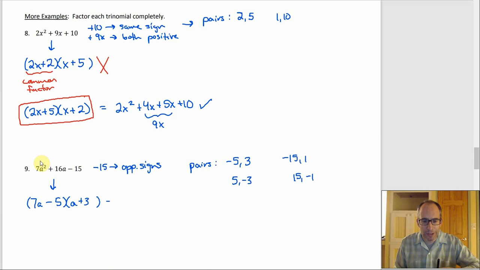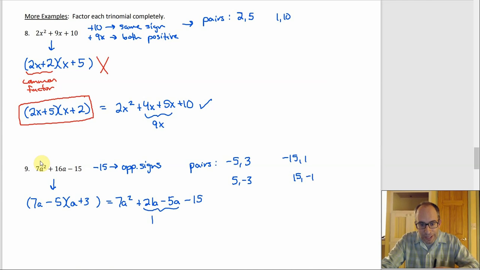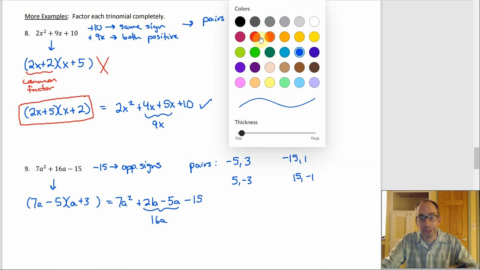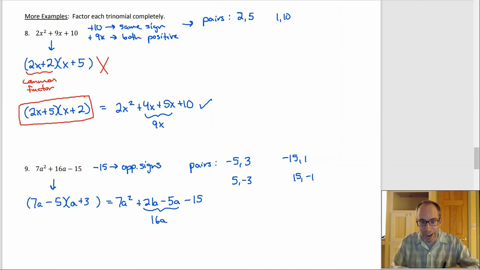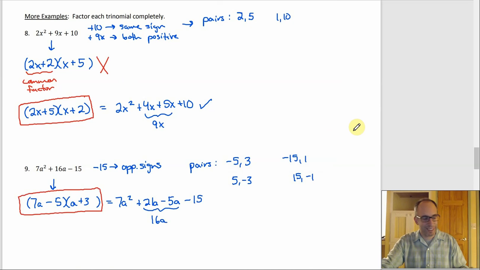And if we multiply this out, it's going to be 7a squared plus 21a minus 5a minus 15. Ooh, got it in one shot, right? This works, right? Because this is a 16a. We're done. Sometimes you'll get it on the first try, right? So, got it. All right, so that one we got.